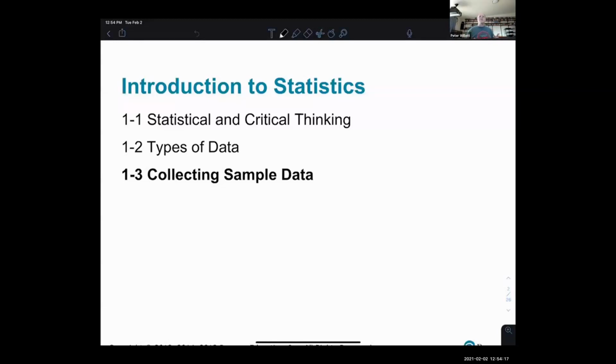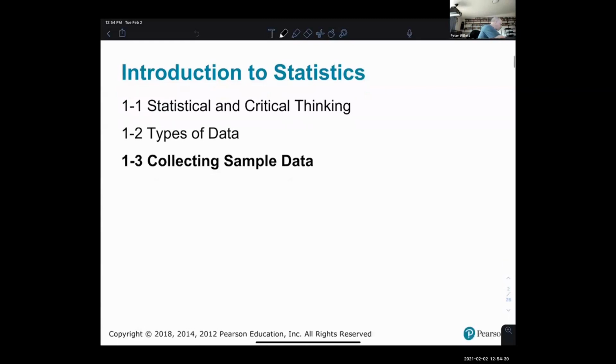in 1.3, we're going to talk about actually the process of collecting data. So we've talked about the kind of data you may be looking at. And in 1.3, we want to talk about how you collect that data and for what purpose, what the different ways to use that in statistics looks like. So that's why in 1.3, we're looking at collecting the sample data itself.